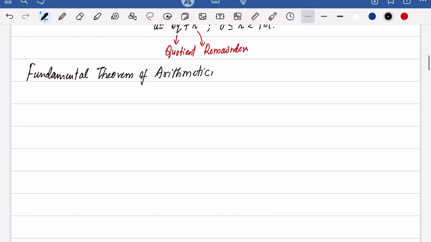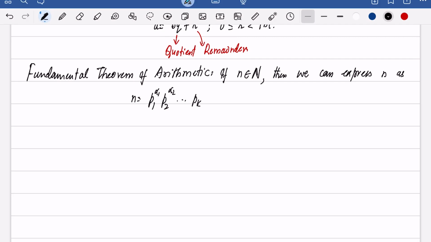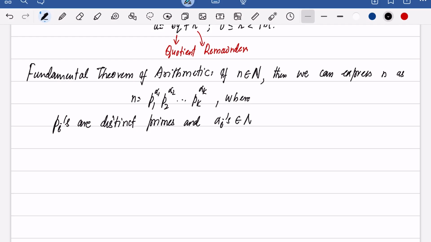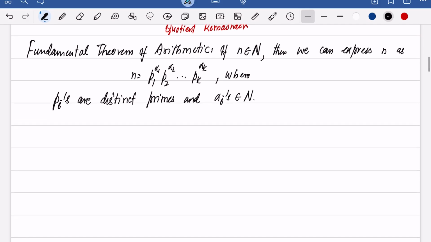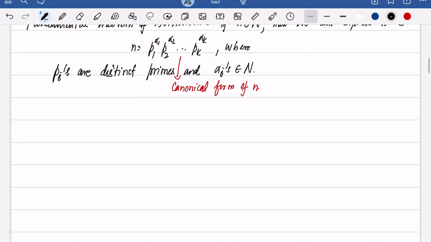Now we take up the fundamental theorem of arithmetic, which states that if n is any positive integer, that means n is a number in the set of natural numbers, then we can express n as n equal to p1 power alpha 1, p2 power alpha 2, and so on, pk power alpha k, where the pi's are distinct primes and the alpha i's are also natural numbers. So this is the fundamental theorem of arithmetic. We can always express a positive integer n as a product of prime powers, and this factorization is sometimes also known as the canonical form of n.